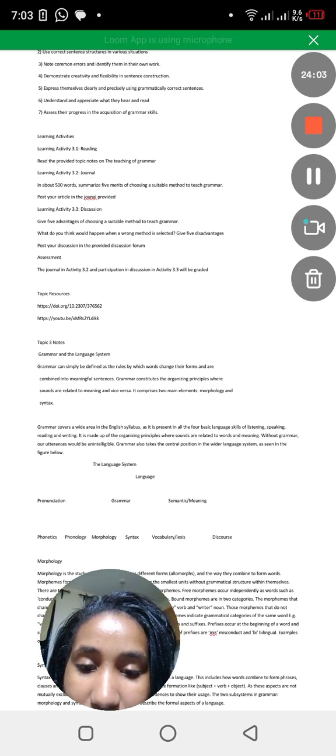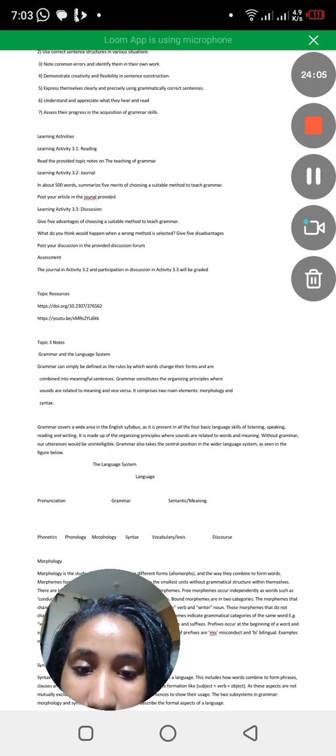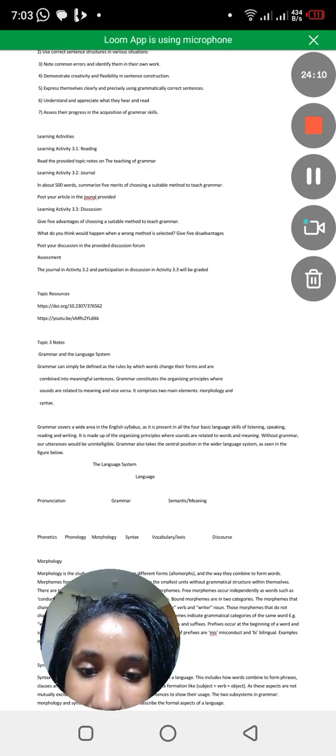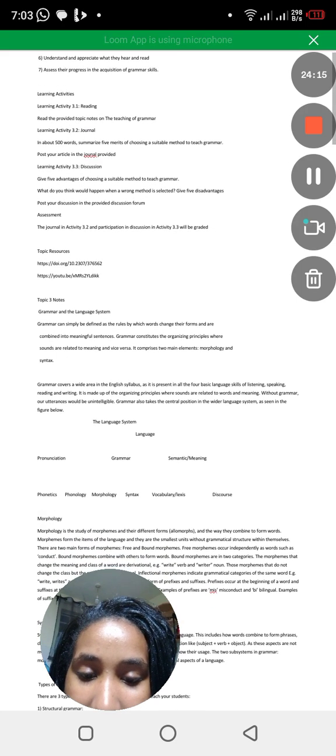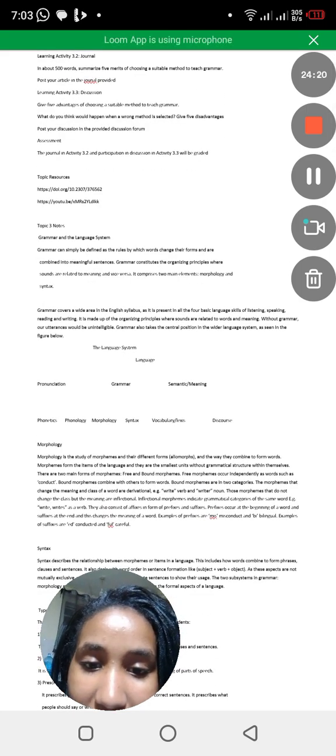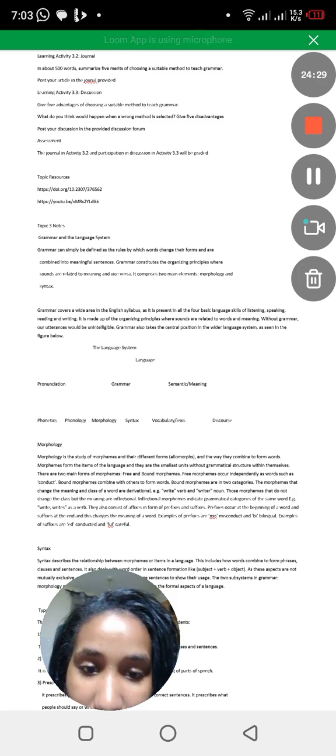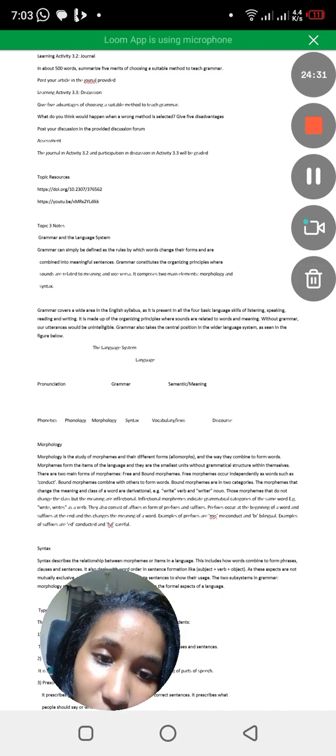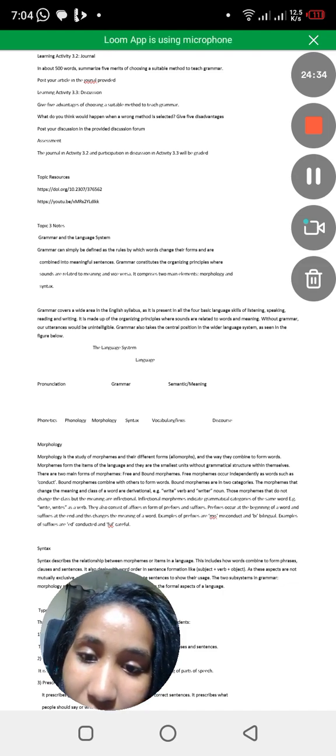So let us now see the types of grammar. We have three types of grammar. Structural grammar shows how words combine to form phrases, clauses, and sentences. We also have traditional grammar, which deals with labeling parts of speech, and we also have prescriptive grammar that prescribes grammar rules to be followed to construct correct sentences, or prescribes what people should say or write.